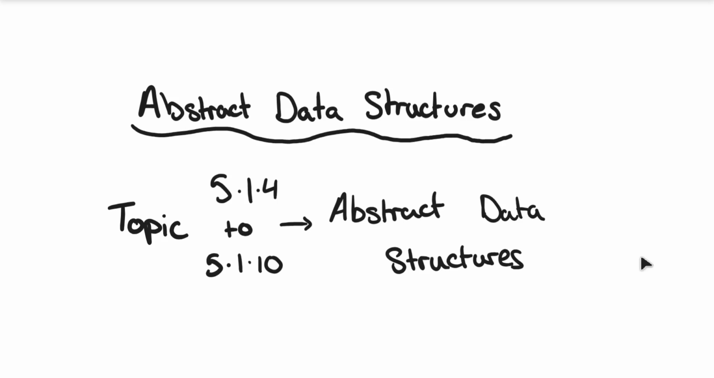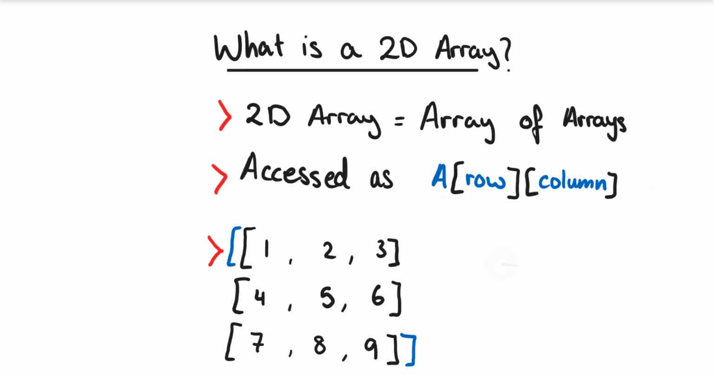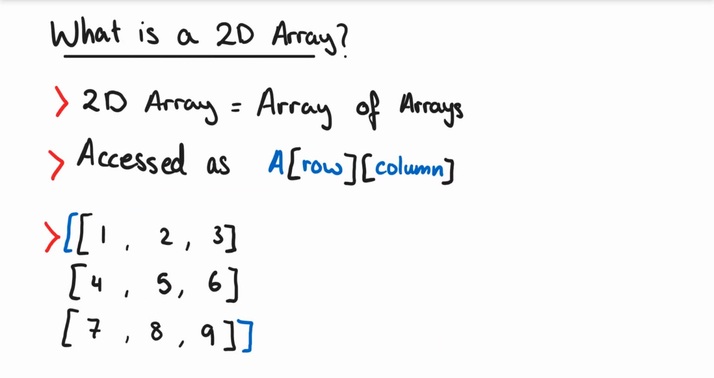Today we're going to be talking about topic 5 of IB HL Computer Science, Abstract Data Structures. Our focus today is going to be on arrays, stacks, and queues, and we're going to cover points 5.1.4 through to 5.1.10, which are all about how we can use arrays to store, access, and manipulate data through 2D arrays, stacks, and queues. So to start, what is a 2D array?